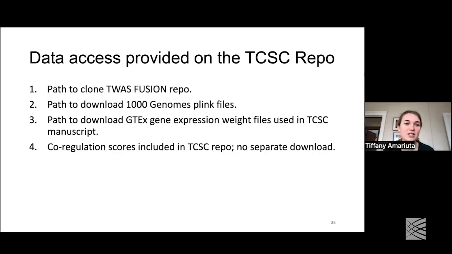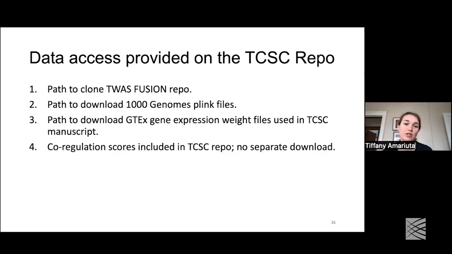So here's a list of the data that is provided on the TCSC GitHub repository. First, obviously, there's the link to clone. First you would clone the TCSC repo. Then an important step of TCSC is running TWAS and running these multivariate eQTL models.